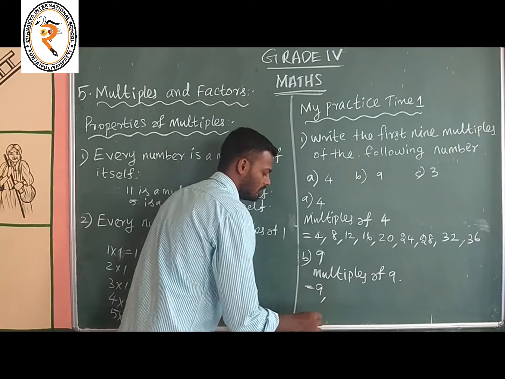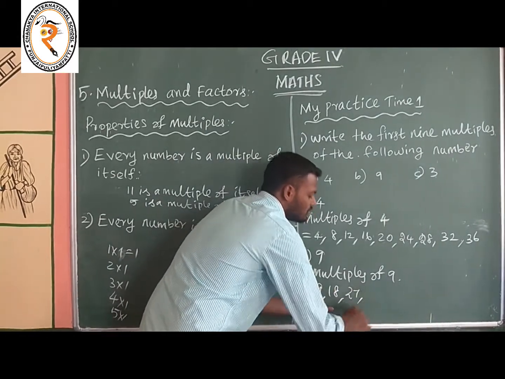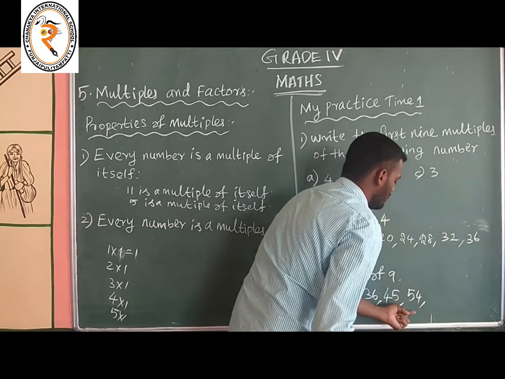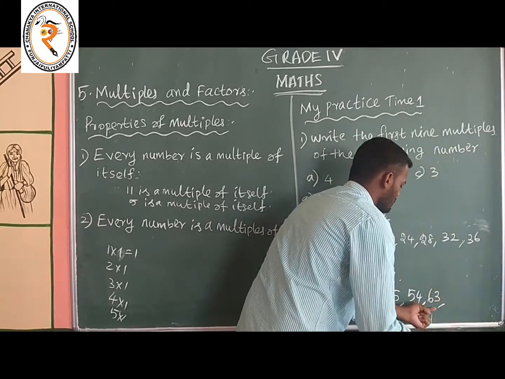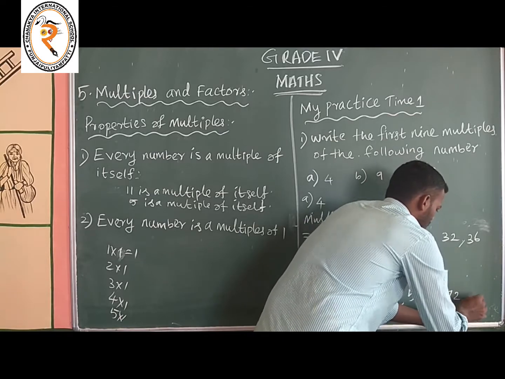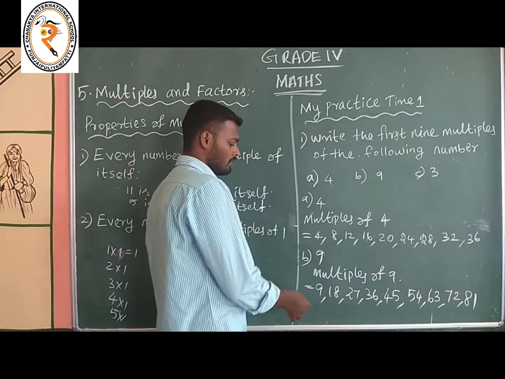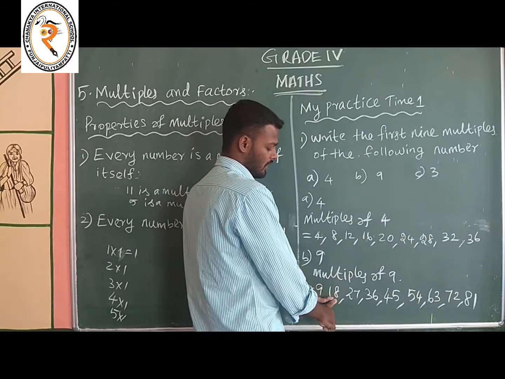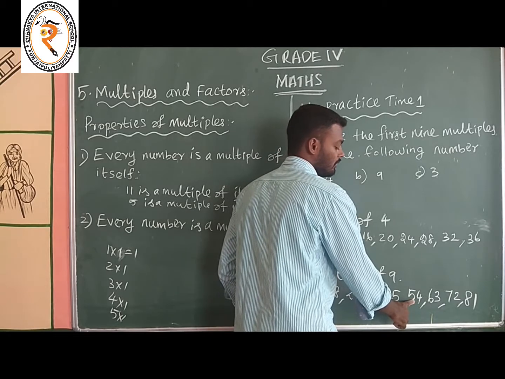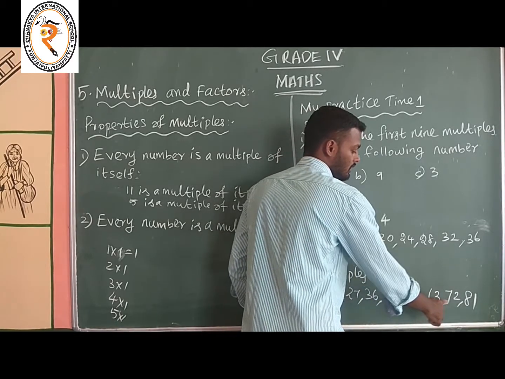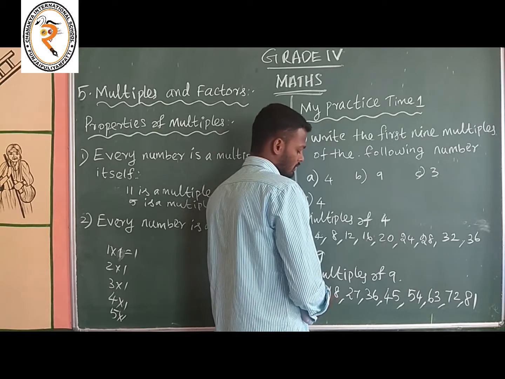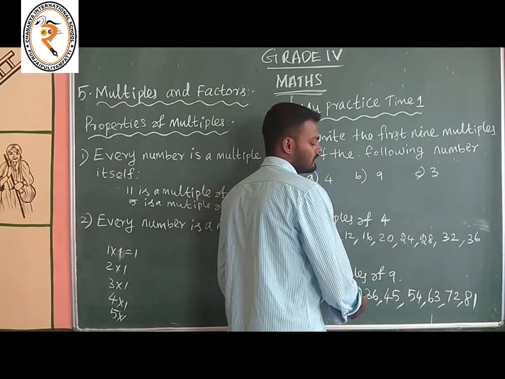In the ninth table, 1 9 is 9, 2 9s are 18, 3 9s are 27, 4 9s are 36, 5 9s are 45, 6 9s are 54, 7 9s are 63, 8 9s are 72, 9 9s are 81. So we have the first 9 multiples of 9.